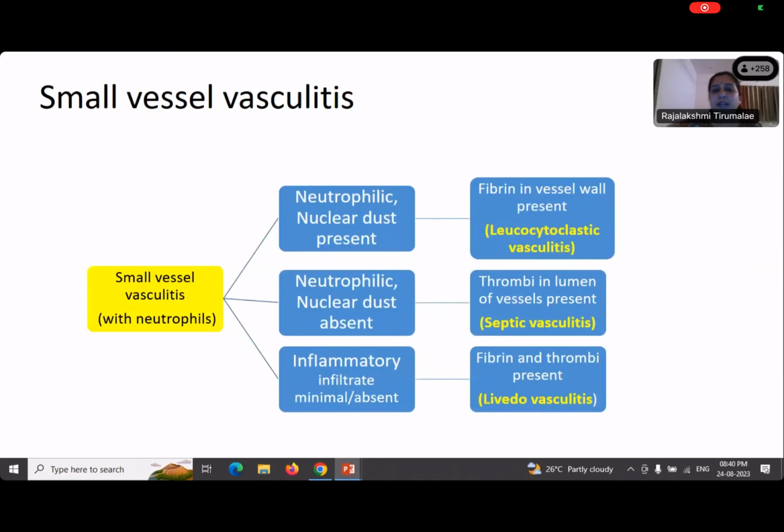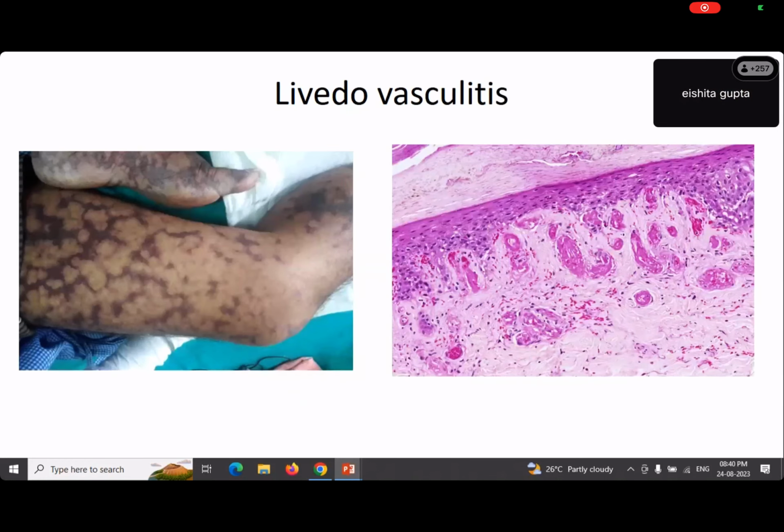So when we talk about small vessel vasculitis, neutrophilic vasculitis, there are three things: leukocytoclastic, septic, and livedo. And I want to tell a little bit about this livedo vasculitis because everyone may not be familiar with it. So now this is livedo reticularis. This is the clinical appearance of livedo. So it's important for you to know if this kind of clinical appearance is there.